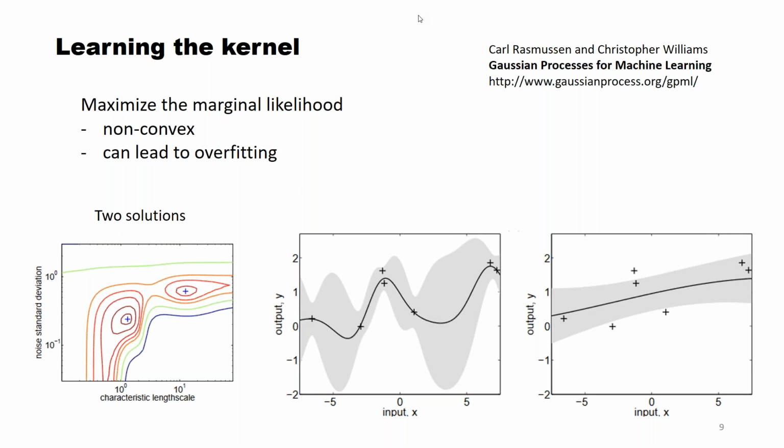Okay, so this is the way to optimize these hyperparameters, going through the marginal likelihood. At least this is the most commonly used way in practice. There are other ways of doing it, but this seems to work pretty well.